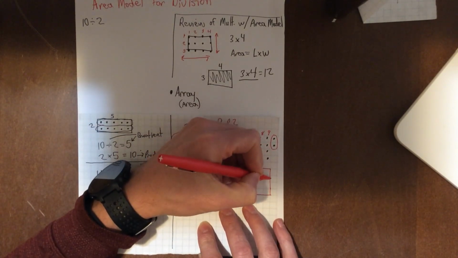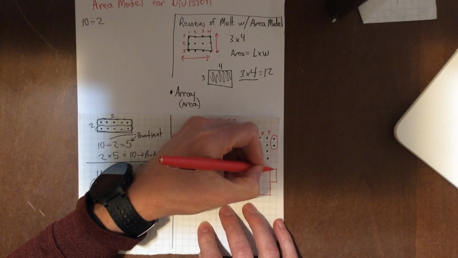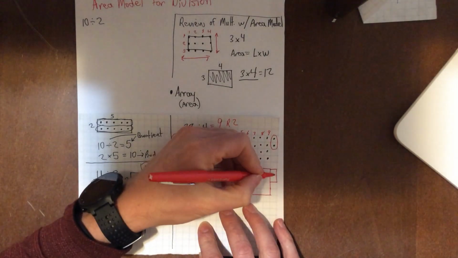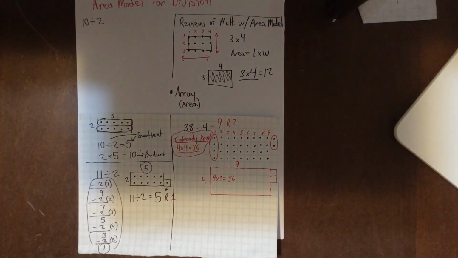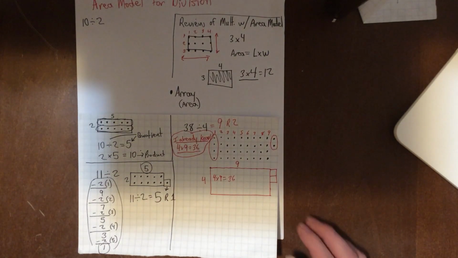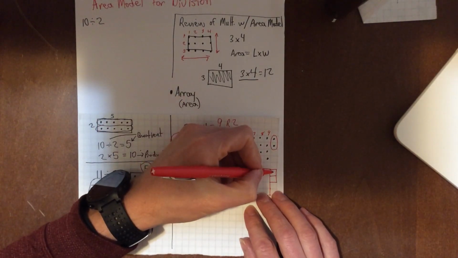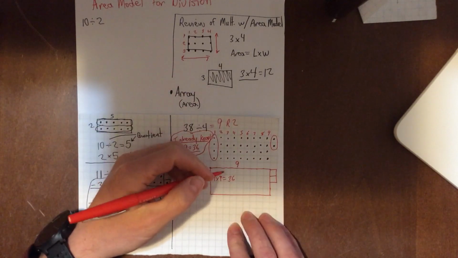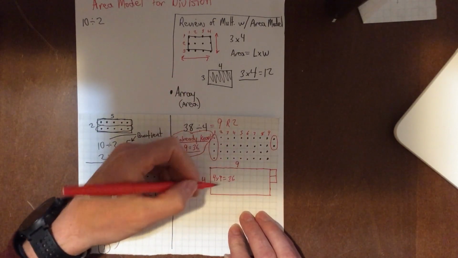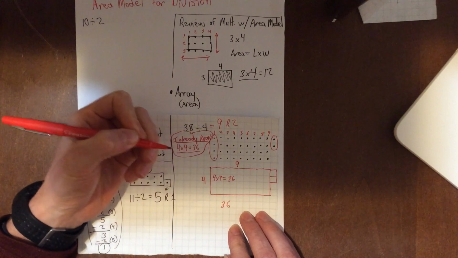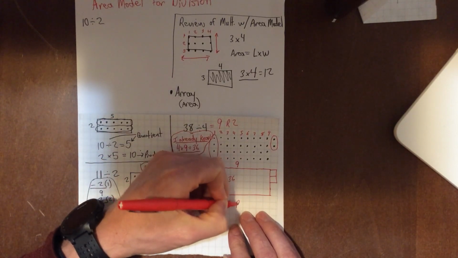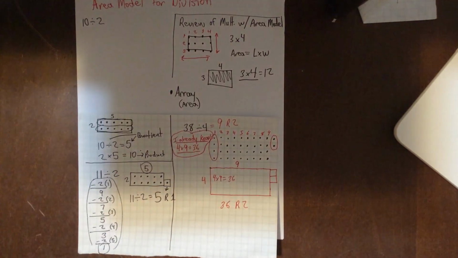And I still need to show that I've accounted for my 38. And so these are my remainder. So I have this area is 36. And then I have 2 left over.